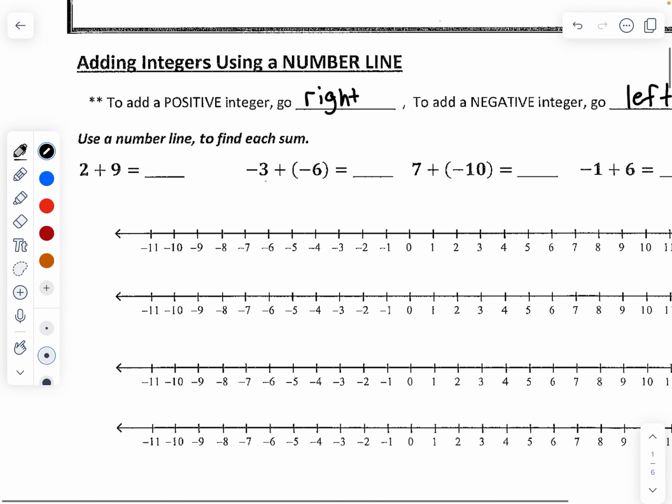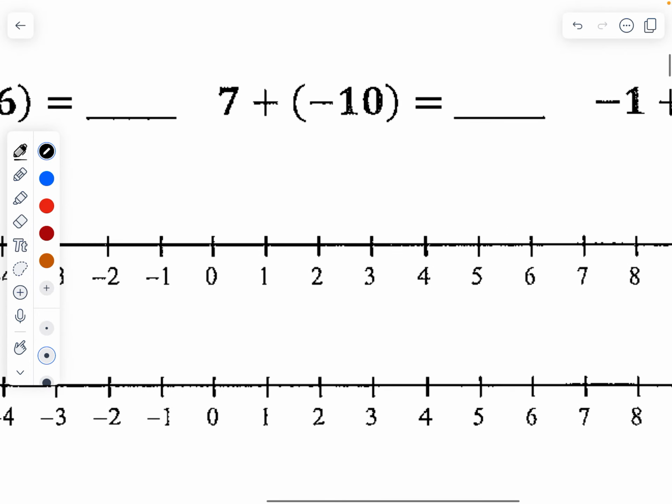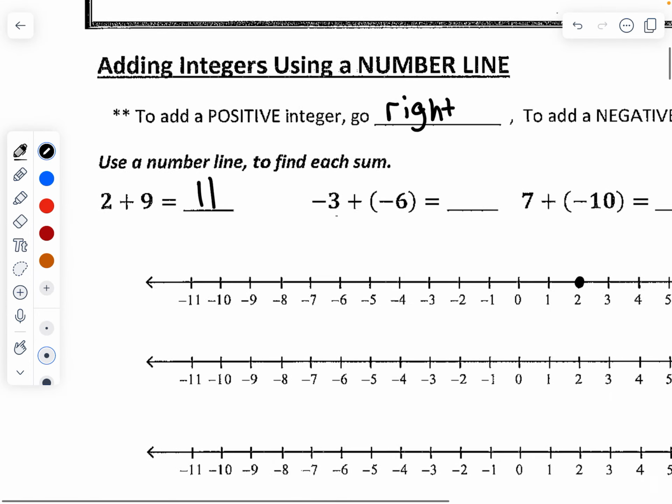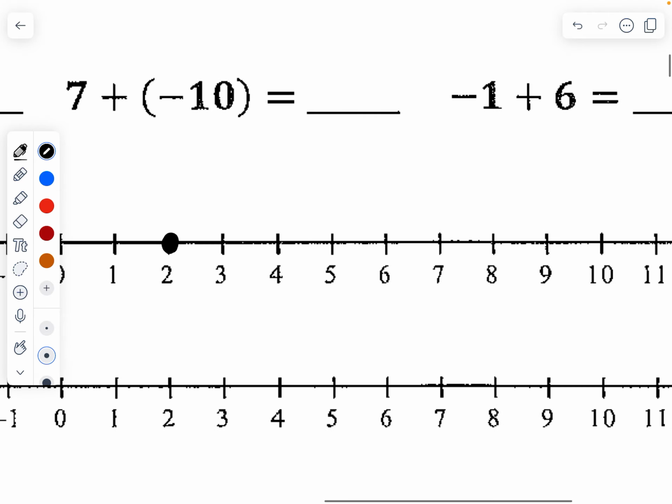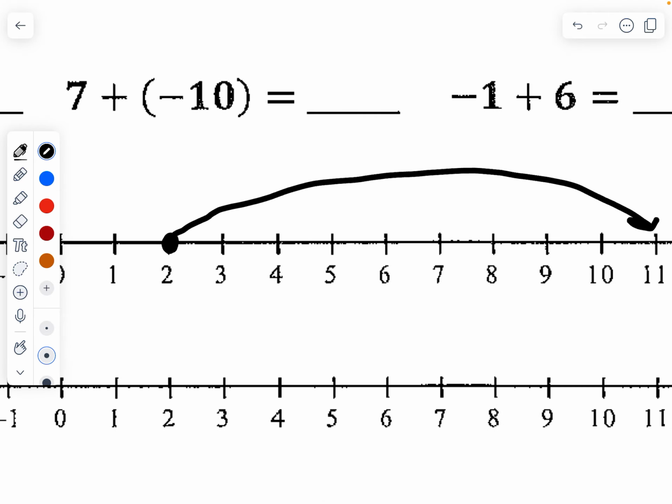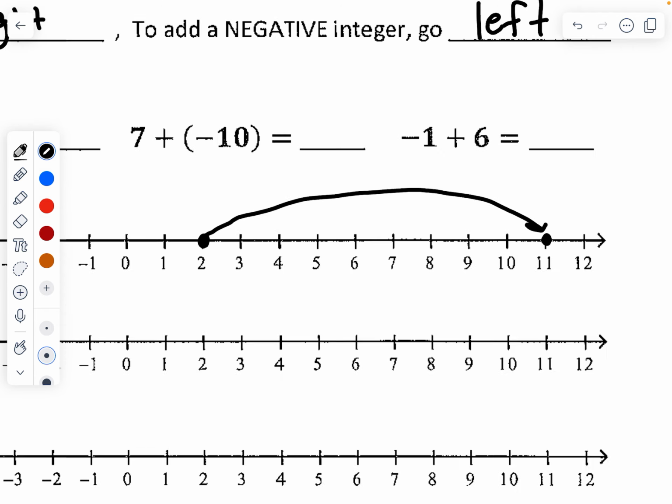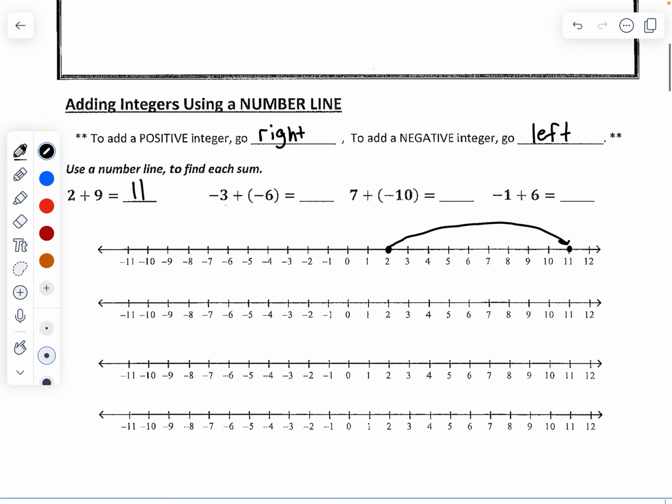So this first problem here, 2 plus 9, I really hope you all know it's 11, but let's see how you do it on a number line. So 2 is your first number, that's where you start, and we are adding a positive integer, so we need to go right 9 times. And if we go right 9 times, that gets us here to 11. So the number line would show us that 2 plus 9 is 11.